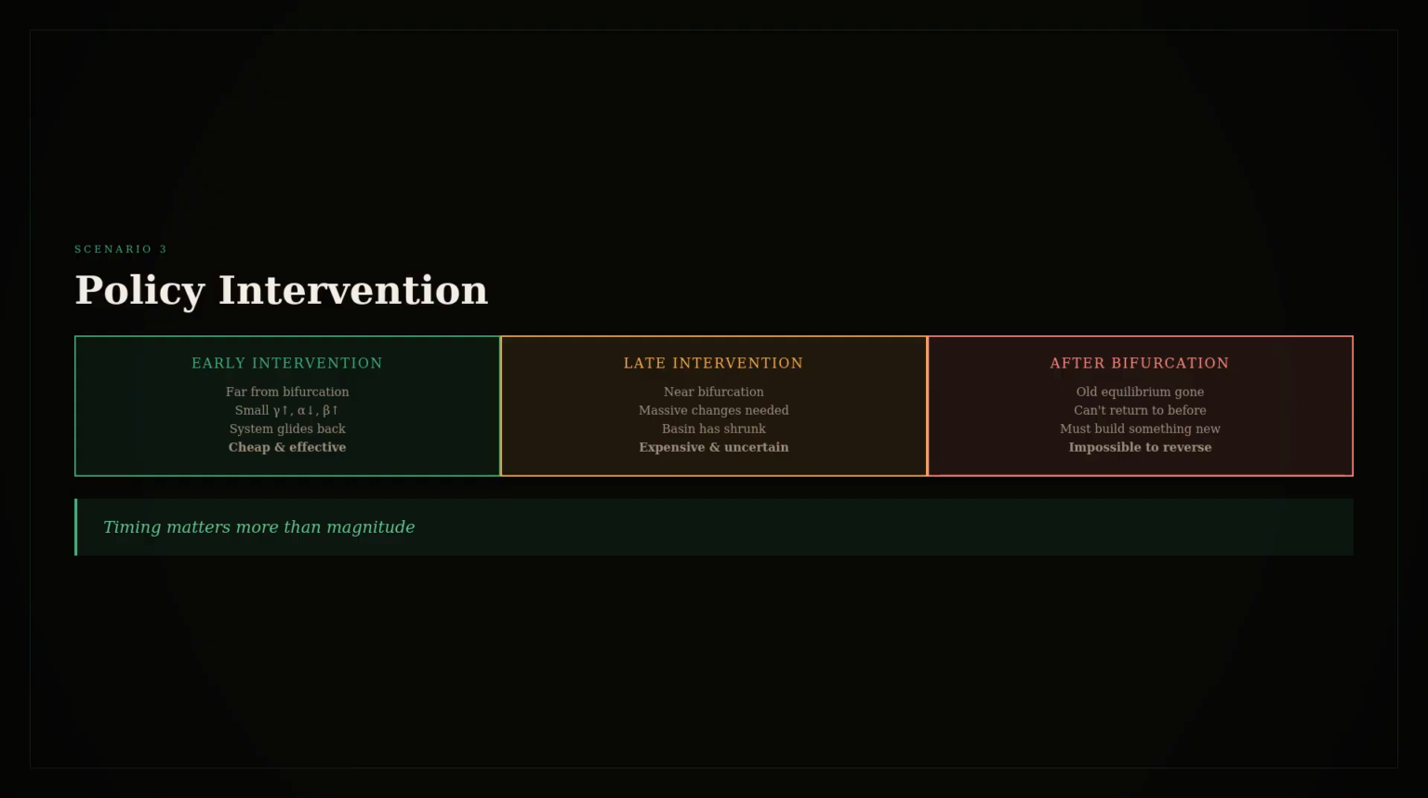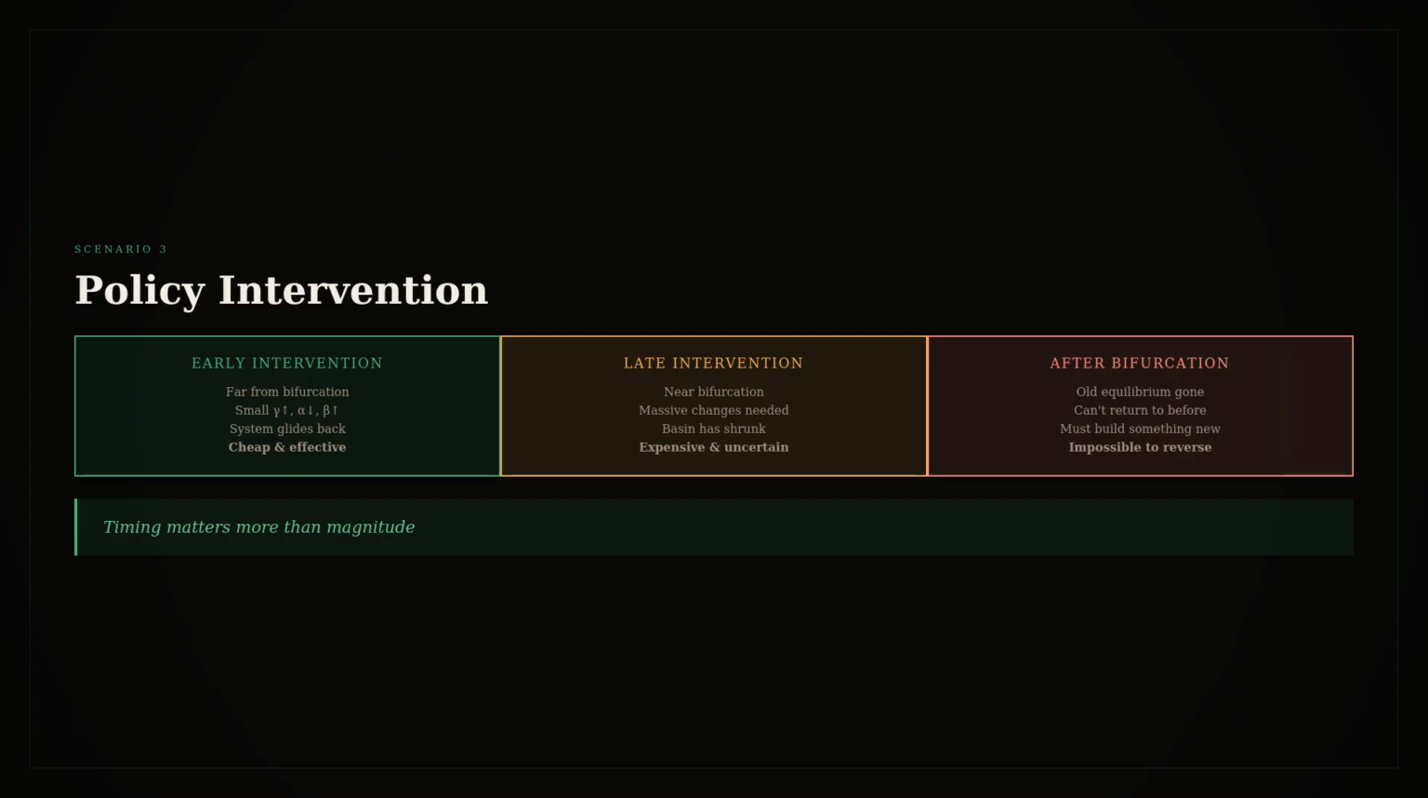The simulation shows early intervention is cheap, late intervention is expensive. Catching the system far from bifurcation, small parameter adjustments redirect the trajectory. The society glides back toward democratic equilibrium. But intervening near the bifurcation point requires massive changes. The basin of attraction has shrunk. You need enormous policy shifts to overcome the system's momentum toward autocracy.